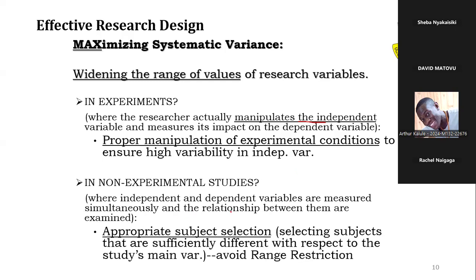In both of these circumstances, in the laboratory experiment, you put them in a controlled environment. If it's a non-experimental study, you pick a homogeneous group of people and select. This is why they say appropriate subject selection. It is the example of picking a university where they are actually doing online learning, and I avoid those universities which don't do any online learning.